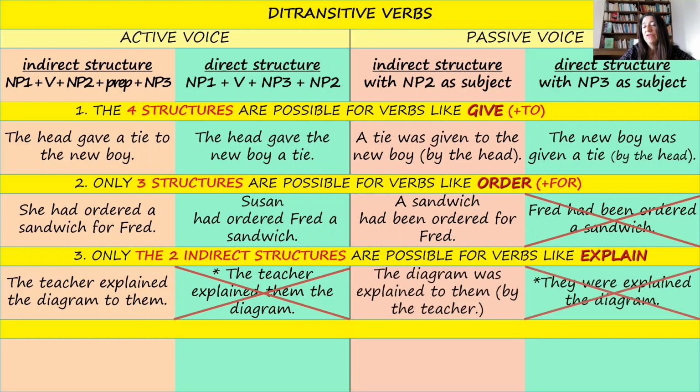And in the passive voice, it's exactly the same thing, only the indirect structure with the preposition to is possible for verbs that function like explain. The diagram was explained to them. And again, in the passive voice, it is possible to mention the agent, by the teacher.